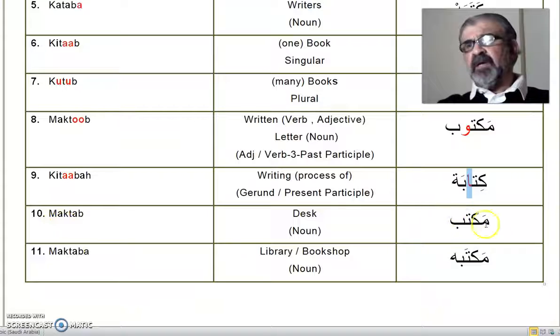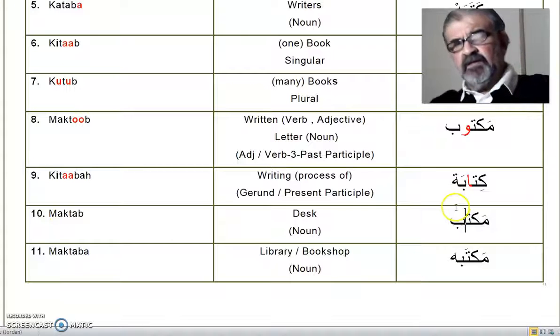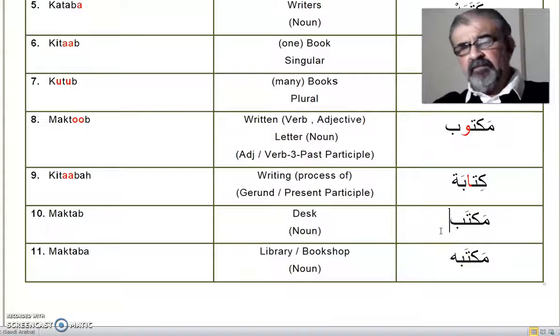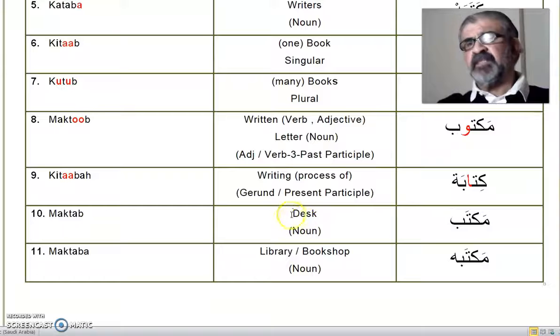Maktab. Again, I could add a diacritic here, which is the fatha. Maktab, which means desk, noun. And the last one, maktaba. Do you remember the A here? Maktaba, which means a library or a bookshop, which is also a noun.